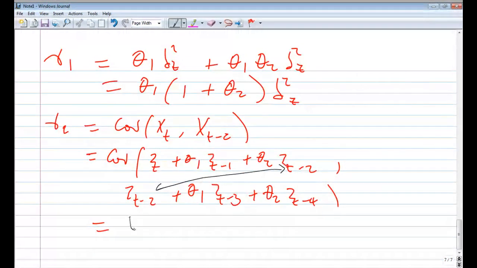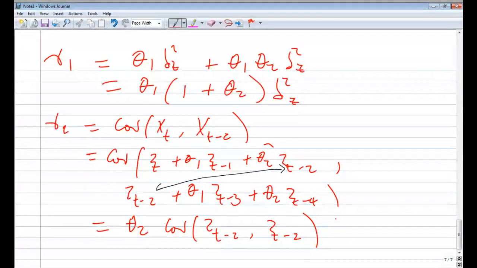So that means we are going to have theta 2, which is this one, the covariance of z t minus 2, z t minus 2. And this one is equivalent to what? To theta 2 sigma squared z. So gamma 2 is equal to theta 2 sigma squared z. Then you go to gamma 3. Gamma 3 is equal to the covariance of x t minus 3. Can I go to the next page, please?